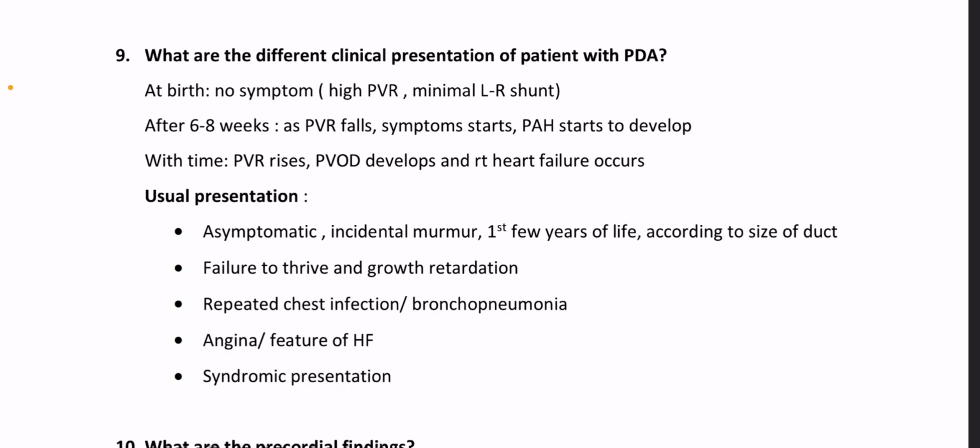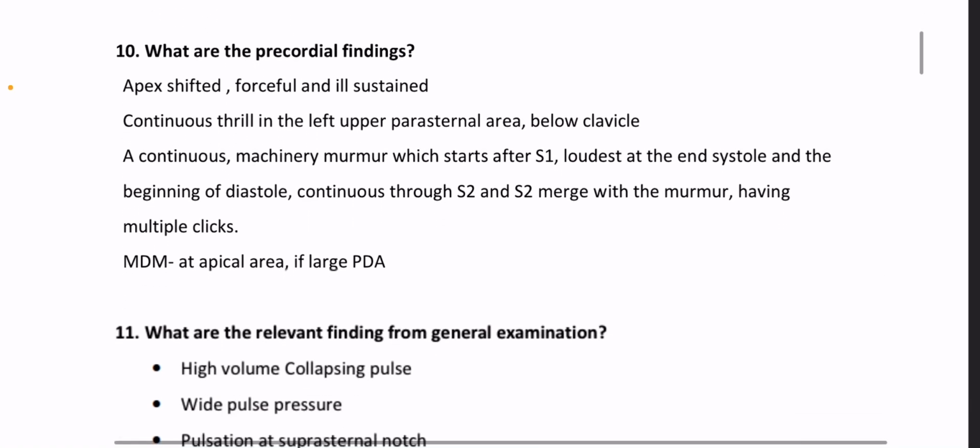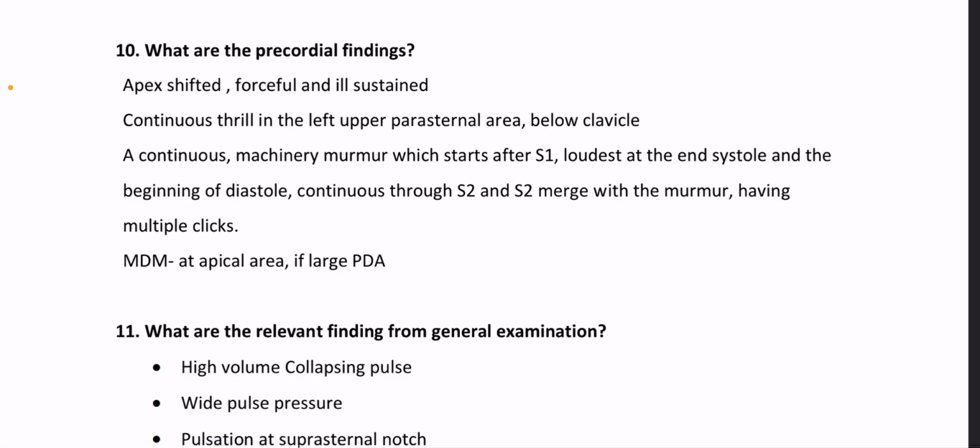Usual presentation is an asymptomatic incidental murmur in the first few years of life, according to the size of the duct. Others: failure to thrive and growth retardation, repeated chest infection, bronchopneumonia, angina, features of heart failure, syndromic presentation. What are the precordial findings? Apex shifted, forceful and ill-sustained, continuous thrill in the left upper parasternal area below the clavicle.